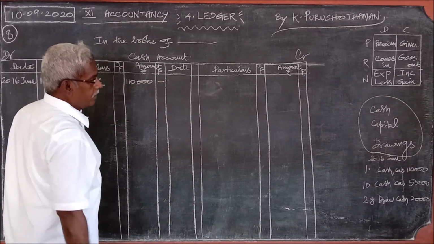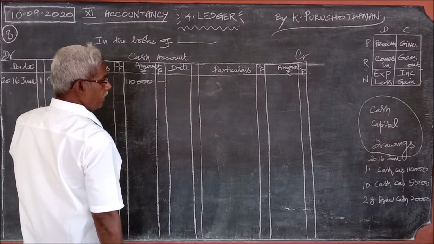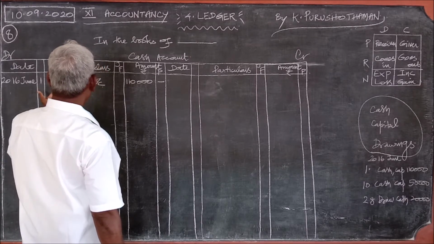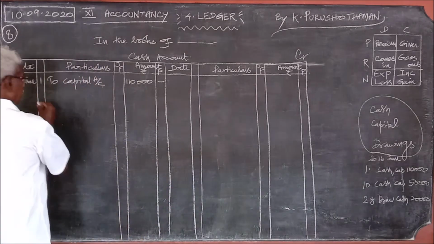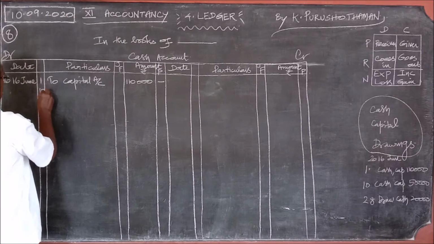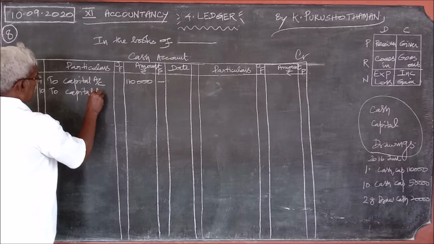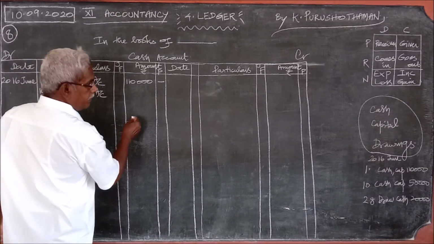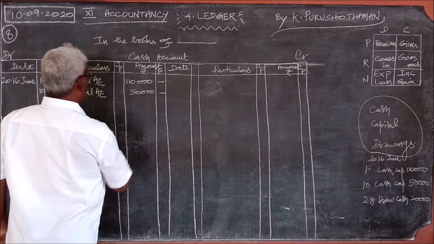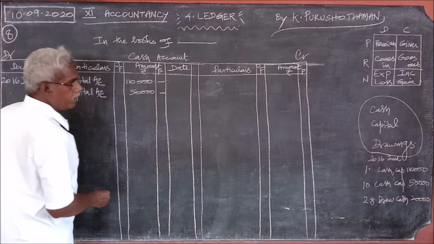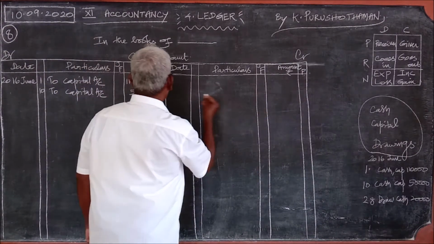Right. Then the second one, the same cash is on the debit side, and therefore we should write "to" what is coming along with cash, capital account. Therefore, on 10th, again to capital account. This is 50,000. So there is no other entry for cash, no? Yes, in the third one also there is cash, on the credit side.